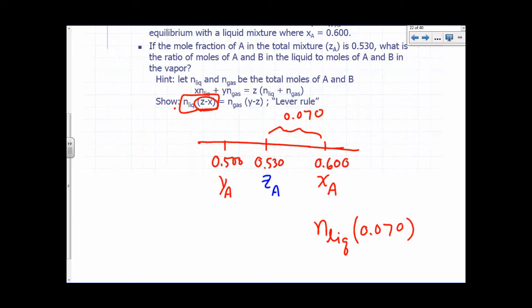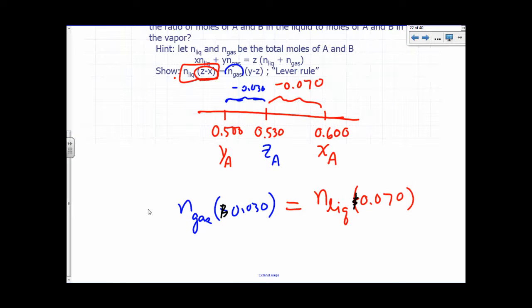Okay, so that's moles liquid times Z minus X must be equal to moles of gas times Y minus Z. This is negative 0.7, and moles of gas times Y minus Z would be negative 0.030. Notice that the negatives really just cancel out, so you can just get rid of the negative sign.